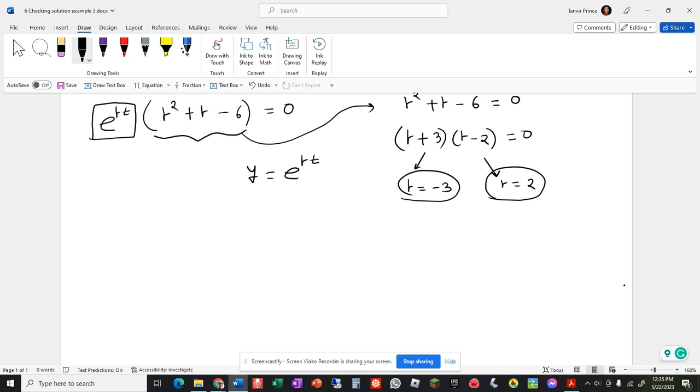So you can write one of them is y1 equal to e to the negative 3t if r equal to negative 3, and another one is, let's call it y2, is e to the 2t if r is equal to 2. So those two values, r equal to 2 and r equal to -3, I get a solution of this form. So that's number 17.